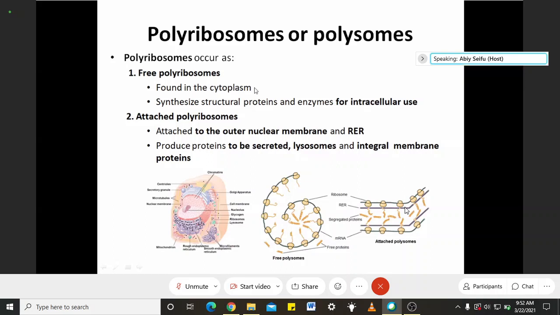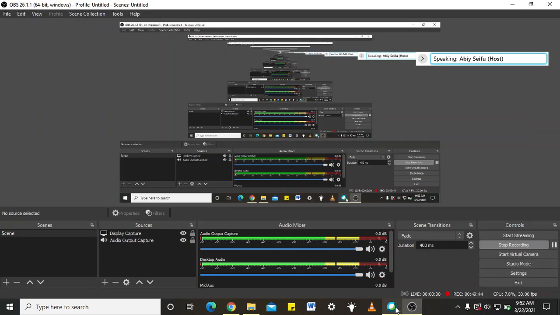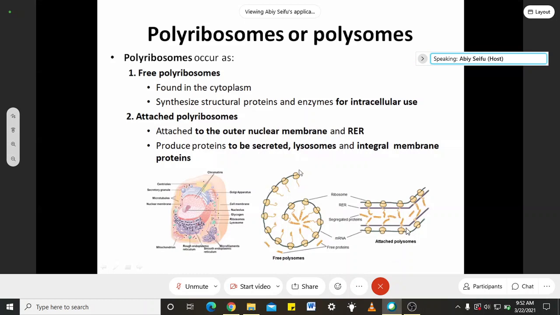They are those which are synthesizing proteins. I told you, for example, for peroxisomes, proteins for intracellular use, proteins for organelles and structural elements found within the cells, except the lysosomes. So these are named as free polyribosomes.